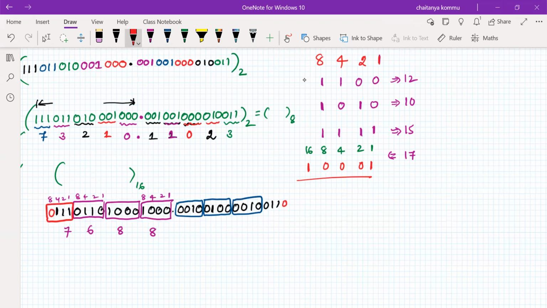In this case, on the fractional part, we have to keep the zeros at the right hand side. It does not affect the value. Whereas for the integer part, we have to keep them at the left hand side. Right? That's what you need to remember. So now this is the value.